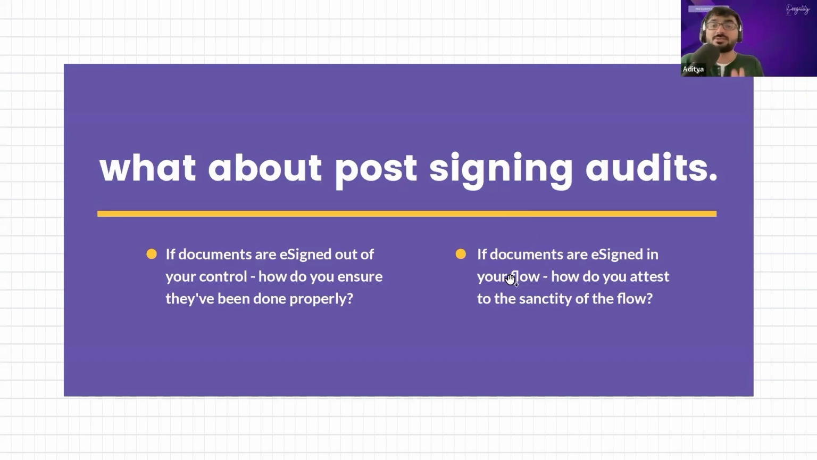So how do you solve for these 2 post-signing scenarios? One where you don't know how it's been signed, and 2, where you've signed it, but you need to show someone else, look, I have done it properly. How do you solve these 2 things? I'll hand it over to Rachna, who was pivotal in developing a feature we built to solve this.